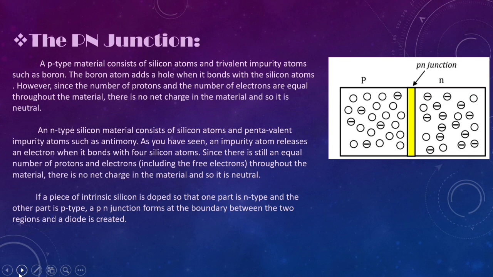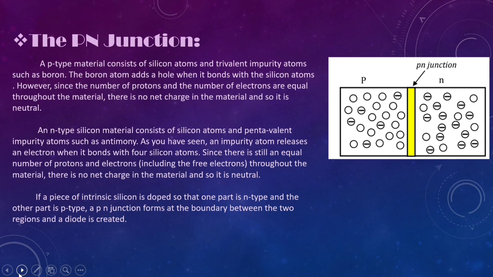A p-type material consists of silicon atoms and trivalent impurity atoms such as boron. The boron atom adds a hole when it bonds with the silicon atoms. However, since the number of protons and the number of electrons are equal throughout the material, there is no net charge in the material, and so it is neutral.